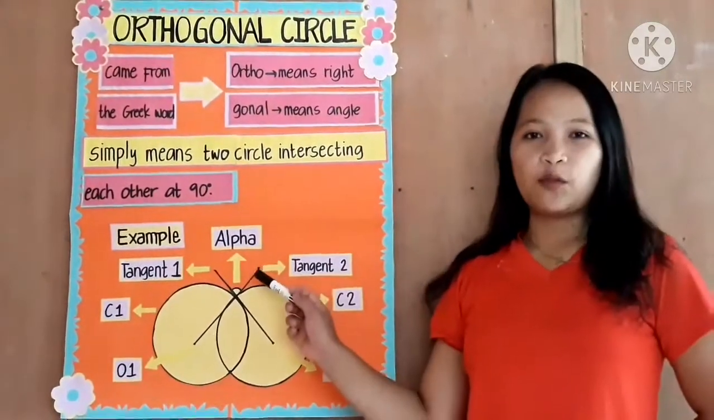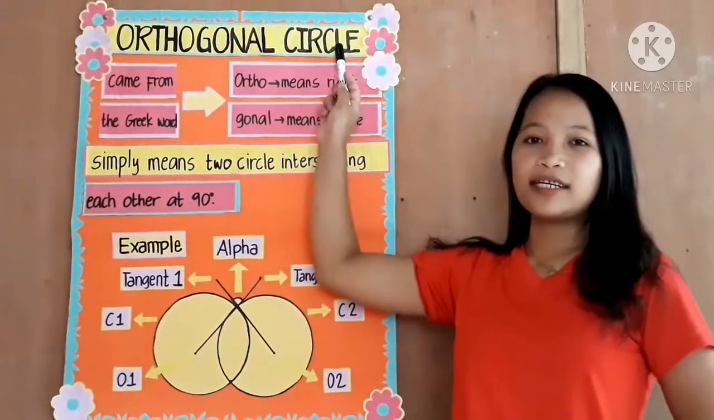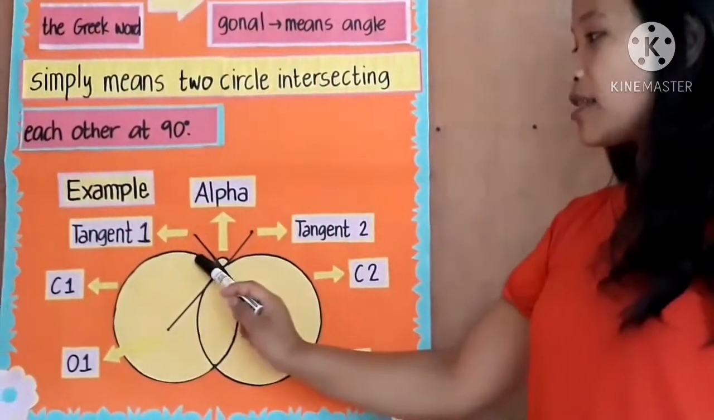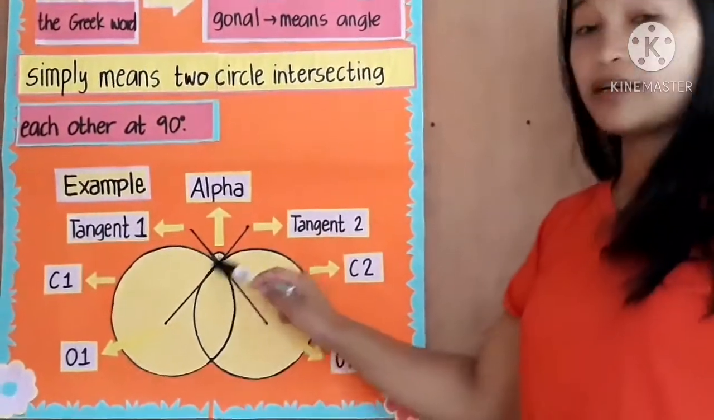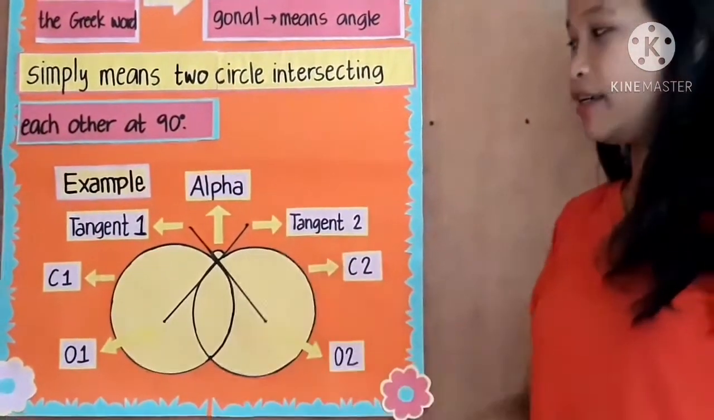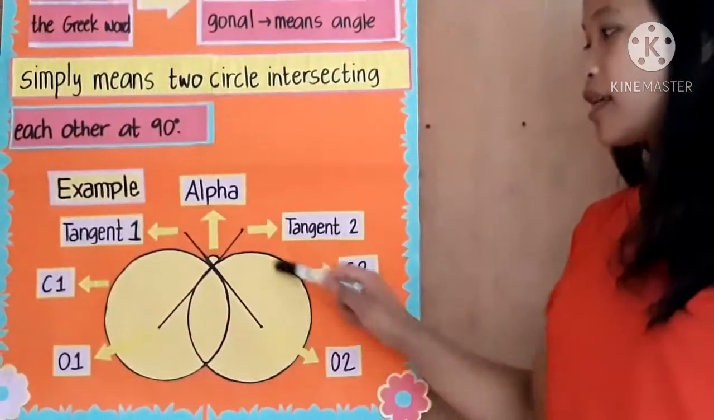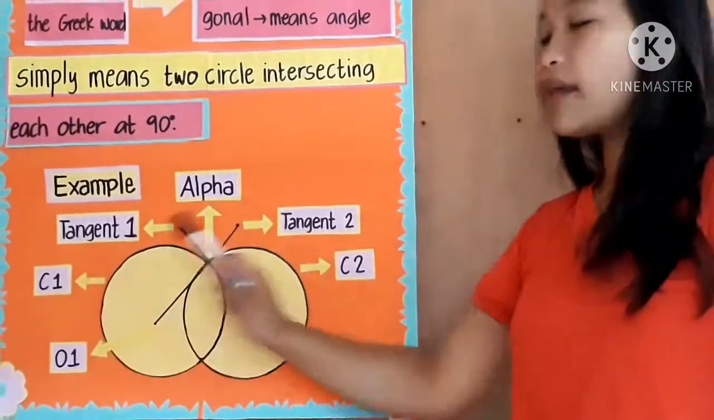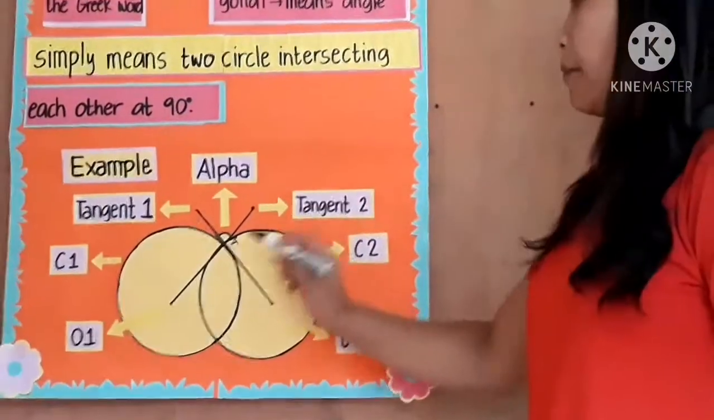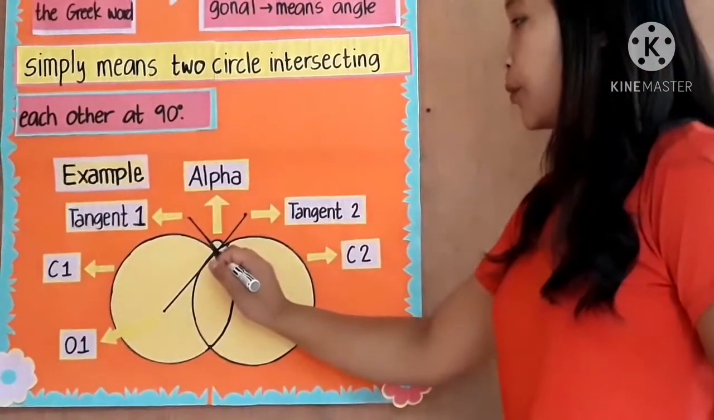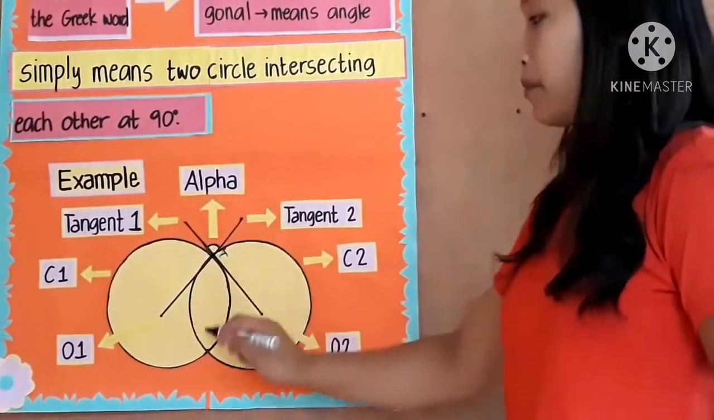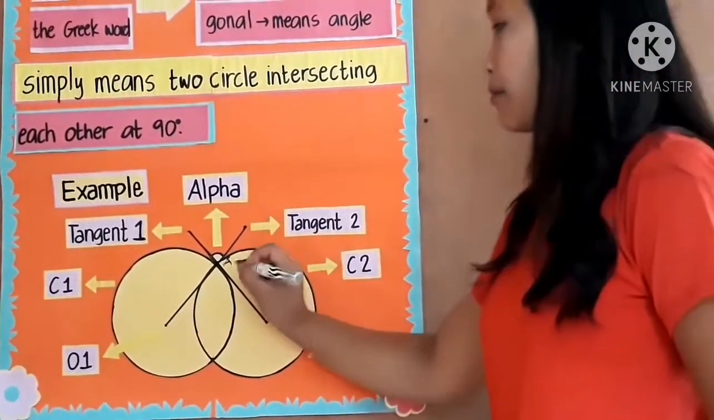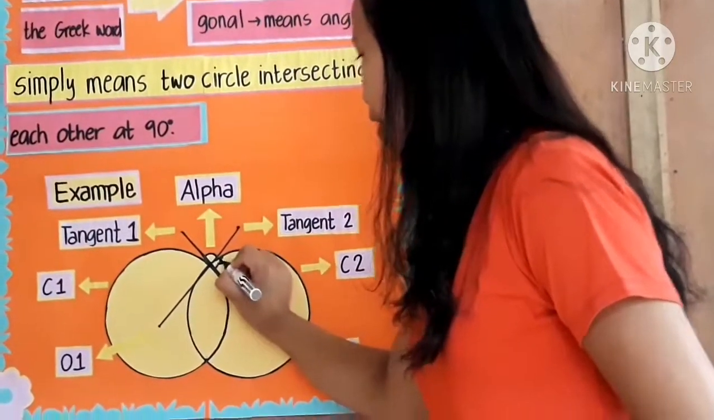So, in order for you to understand orthogonal circles, I will give you an example. As you can see, there are two circles intersecting each other. Let me name these circle 1 and circle 2. Apart from this, there are two points, one at the top and one at the bottom. Let me name this point A.